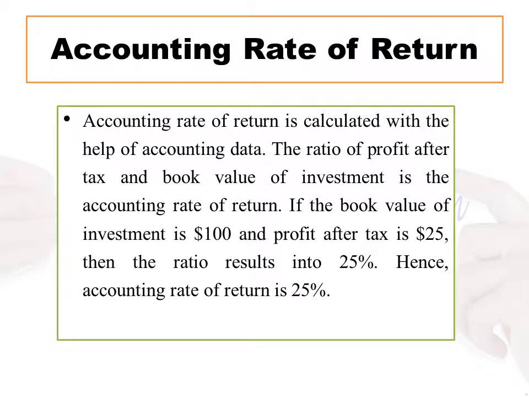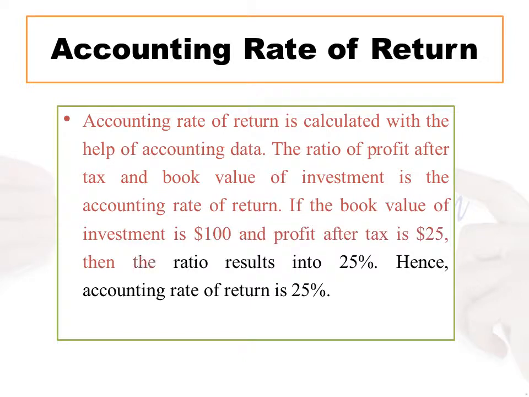Accounting rate of return. Accounting rate of return is calculated with the help of accounting data. The ratio of profit after tax and book value of investment is the accounting rate of return. If the book value of investment is $100 and profit after tax is $25, then the ratio results into 25%. Hence, accounting rate of return is 25%.